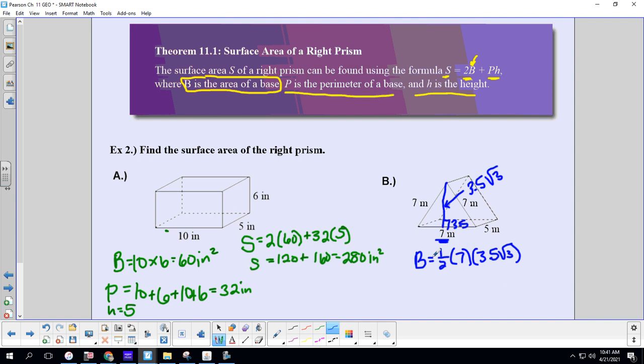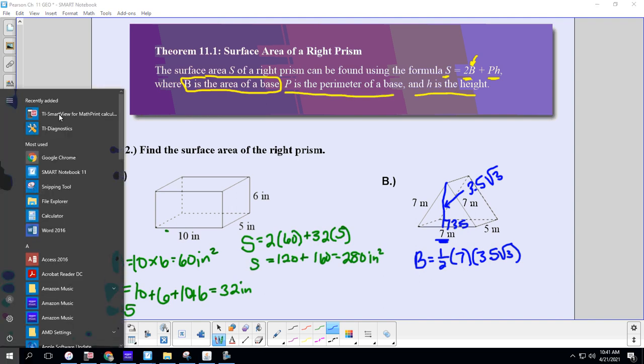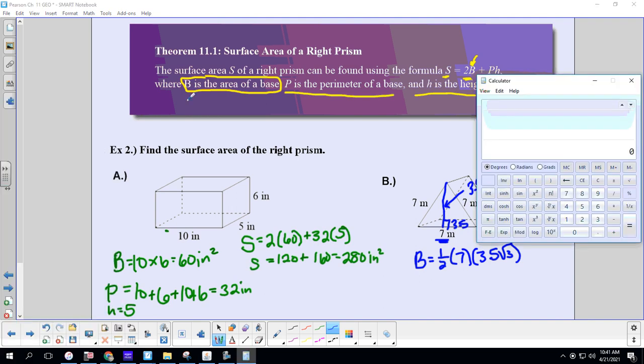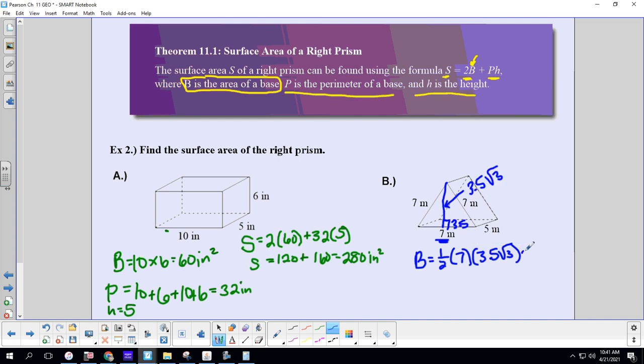And then, so if we put that in our calculator, just, why not? Why not put that in our calculator, my friends? So let's go 0.5, which is the 1/2, times 7, times 3.5, times the square root of 3. And we get 21.2. And that's area, so that's meters square.